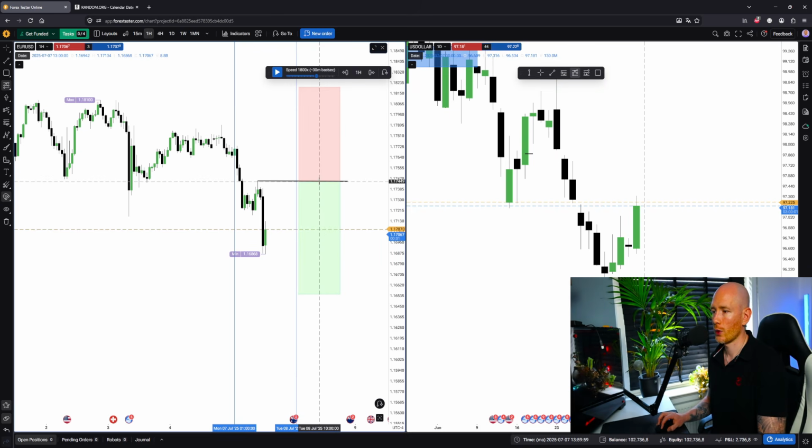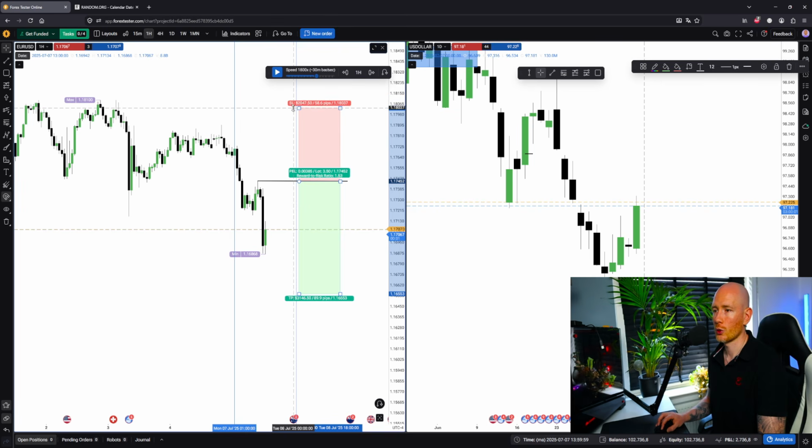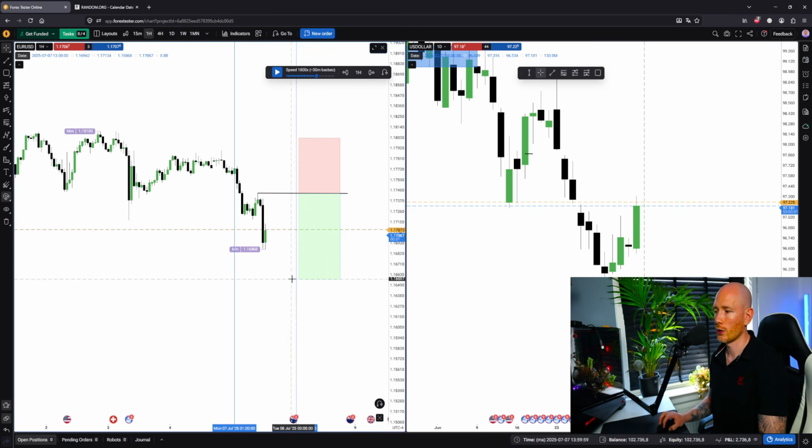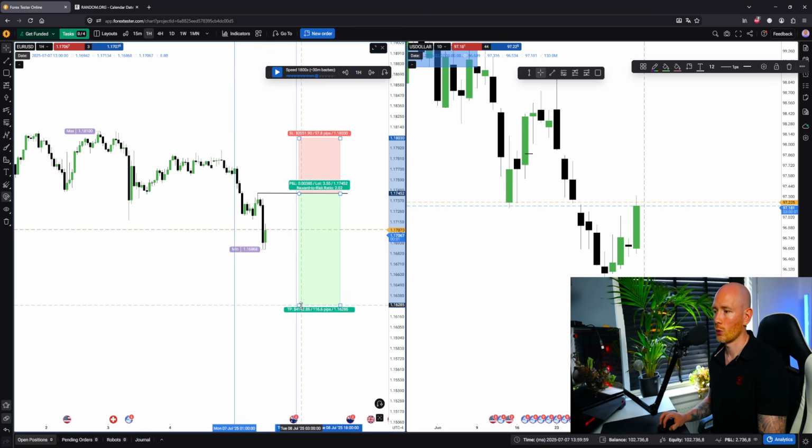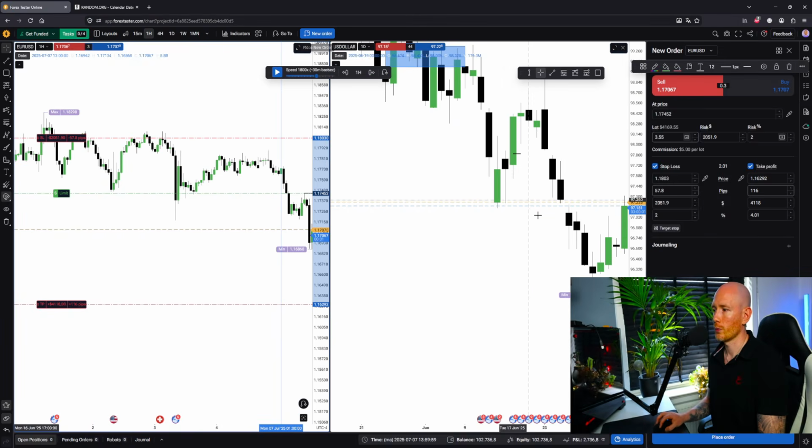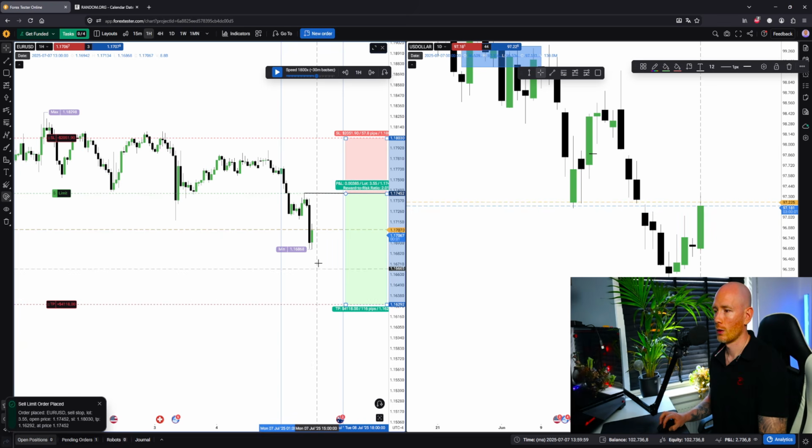Let's input a short here. Put our stop just slightly above the highs. I don't want to have another liquidity run here. Should be good like this. Aim for 2R. And let's input this order. 2% again. There we go.